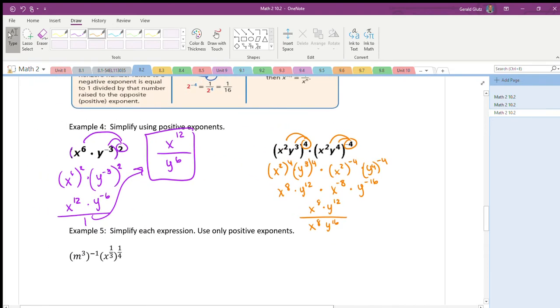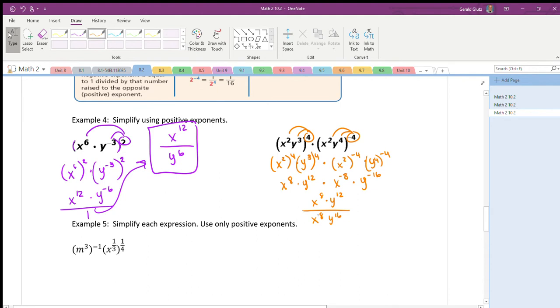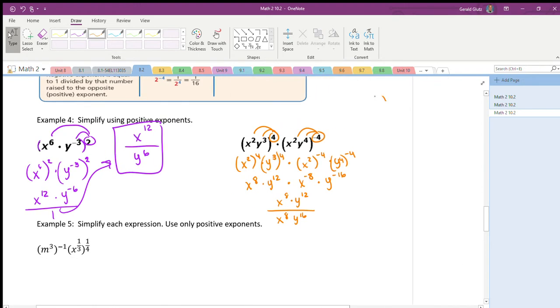Notice here, we have x to the 8th, x to the 8th. If I divide anything by itself, what does that always equal? That always equals 1. Or when you're dividing exponents, you subtract them. So x to the 8th divided by x to the 8th, it's like saying x to the 8th minus 8, which is x to the 0. And anything to the 0 power equals 1. So that's how I know that anything divided by itself is equal to 1. So these are going to go away because they equal 1.